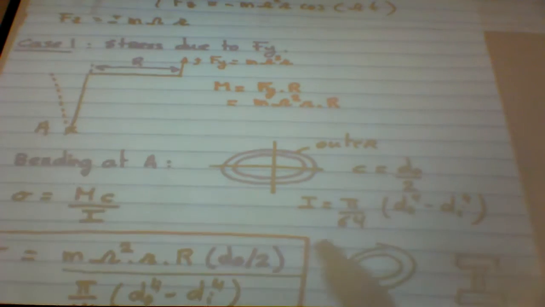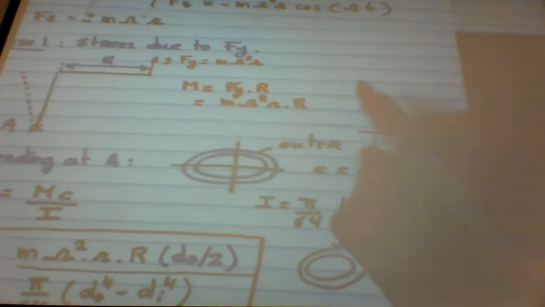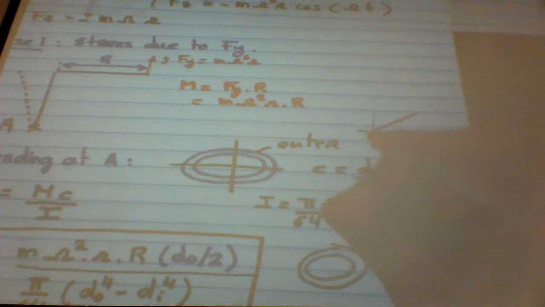So if we need to plot the variation of the bending stress, what will be the variation? It will be 0 at the center of the tube, yeah? And it will be maximum at the other limit. Okay? All right.